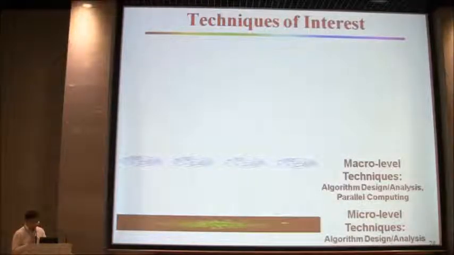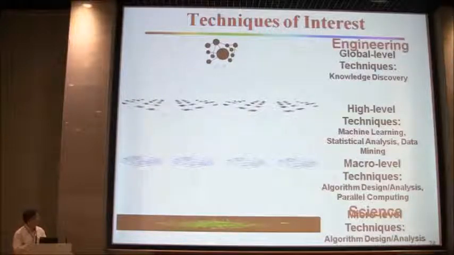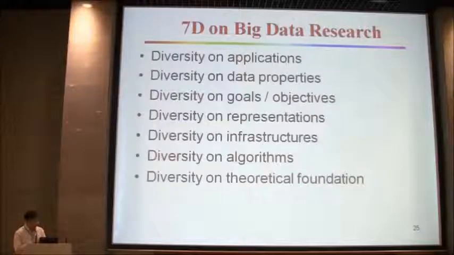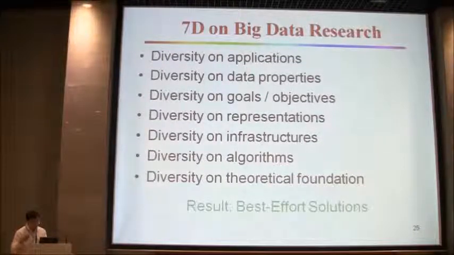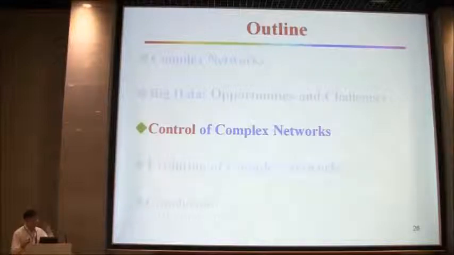And then also the technology: this is science and this is engineering. Normally we build some bridge from science to engineering. We also find more characteristics of big data, such as diversity of application, diversity of data property, diversity of goals and objectives, and many other characteristics. So we would like to try our best to get useful information from big data. This is a quick review of big data, since there are many interests in big data.